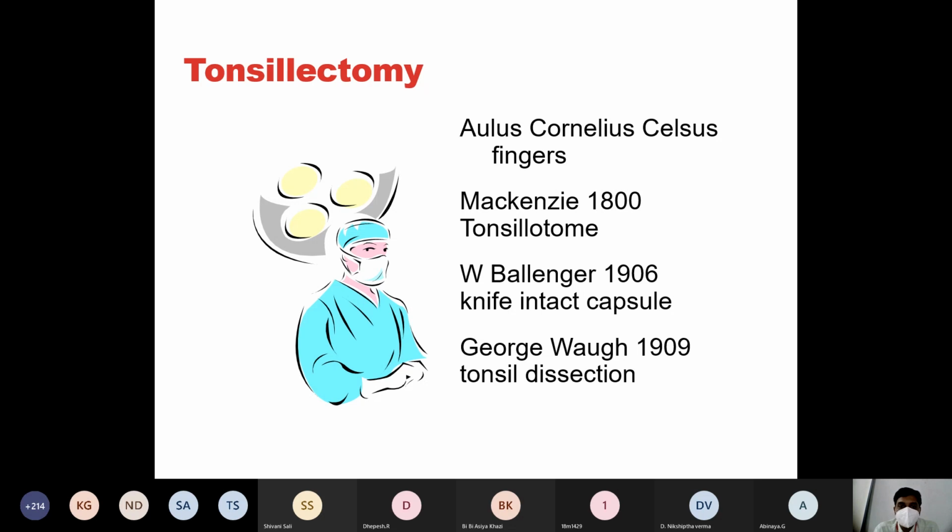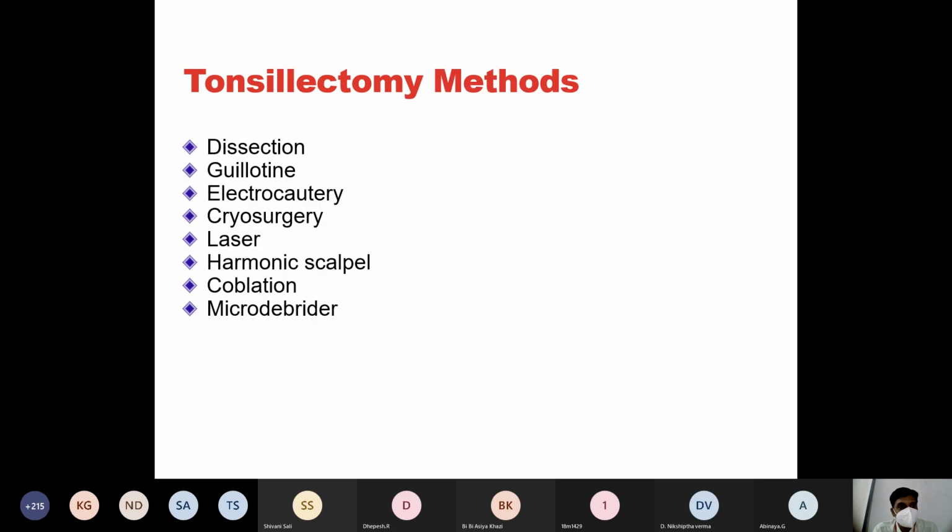Then there was a dramatic improvement starting from the 19th century. They started developing instruments for removing it. Initially they used to do something called tonsillotomy, then intact capsule tonsillectomy, then finally dissection and snare method, which is today the gold standard of surgery. If time permits, we will see the surgical video also.